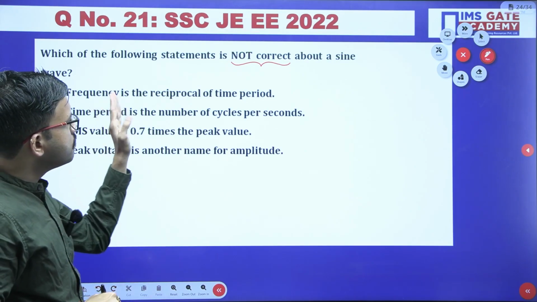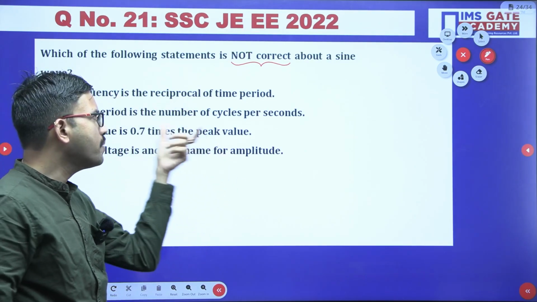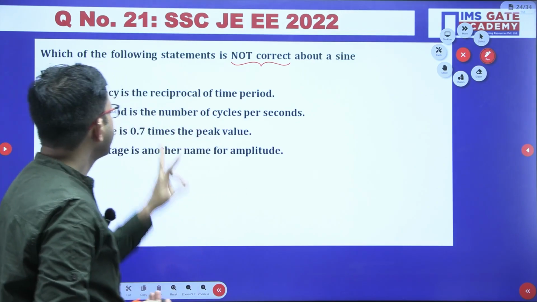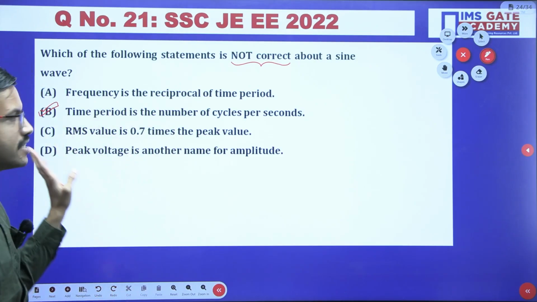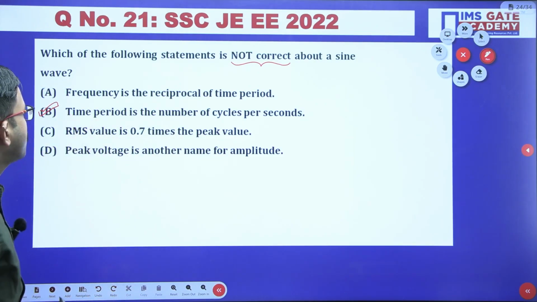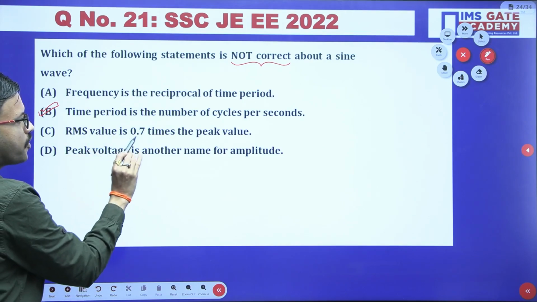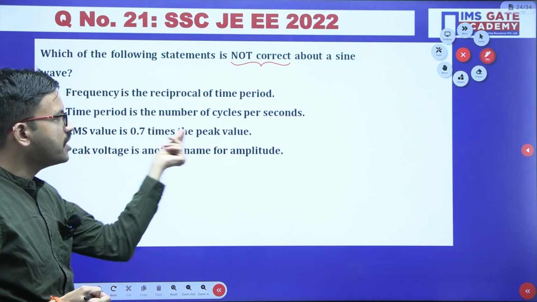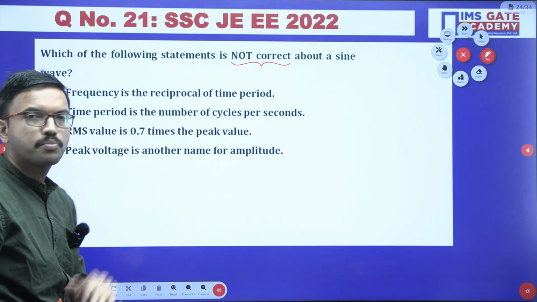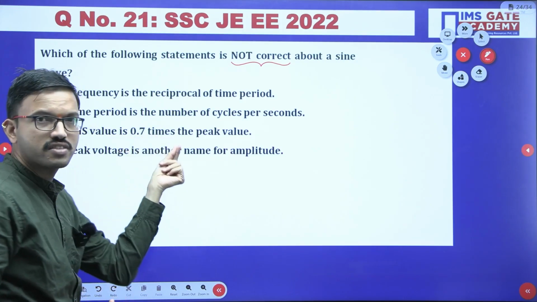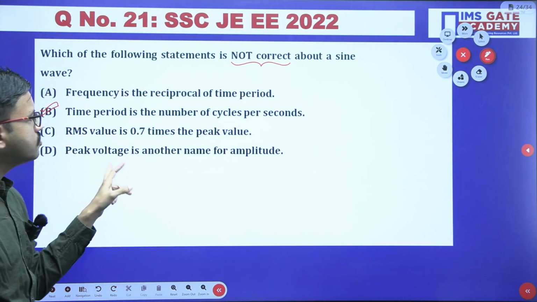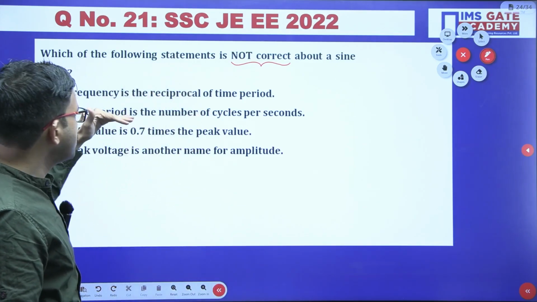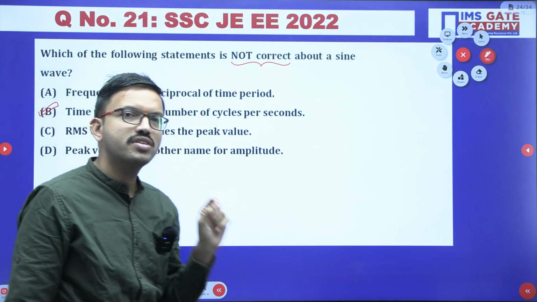See, frequency is nothing but the number of cycles per second. In 1 second, how many cycles are happening with respect to the voltage signal or current signal. Okay, right. But here they have mentioned time period, so that is the wrong statement, hence it is the correct one. Okay, right. RMS value is 0.7 times the peak value. That is a correct statement only, because the RMS value is nothing but the peak value divided by root 2. 1 by root 2 is nothing but 0.707, or in short you can write 0.7. That is a true statement. And peak voltage is another name for amplitude. Yes, all are the same. Okay, so other than option B, options A, C and D are the correct statements.